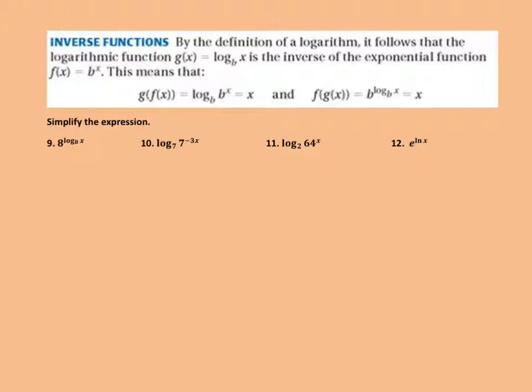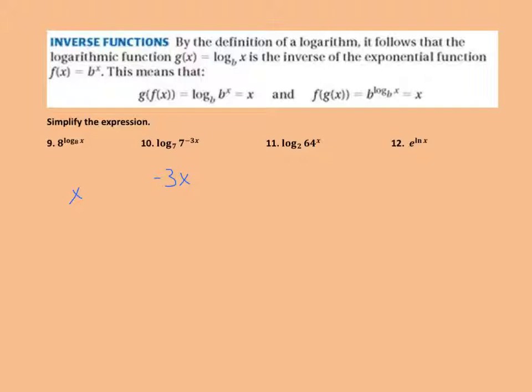So here you see how you have 8 to the log base 8. See how the base of the exponent and base of the log match each other? Those are inverses, so they cancel each other out. What are you left with? X. Here the base of the log and the base of the exponent match each other, so it'd be negative 3x.